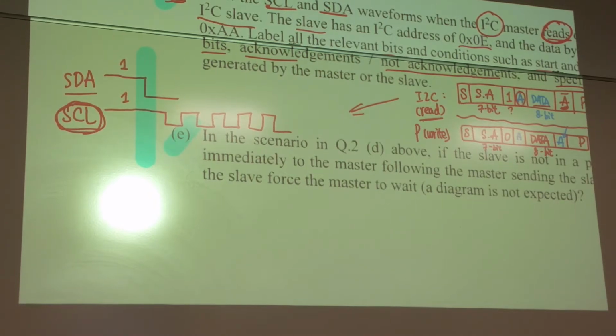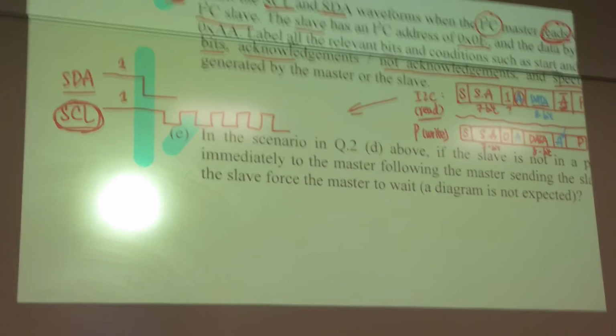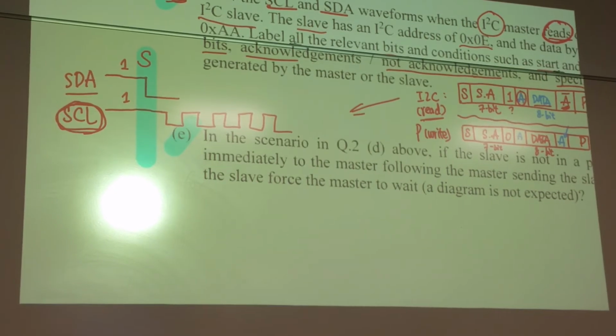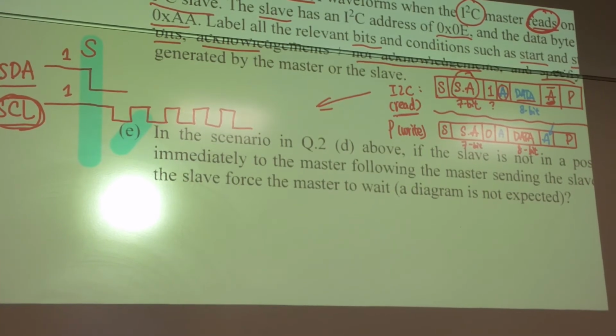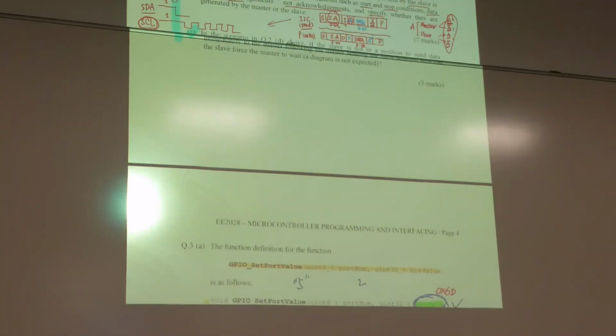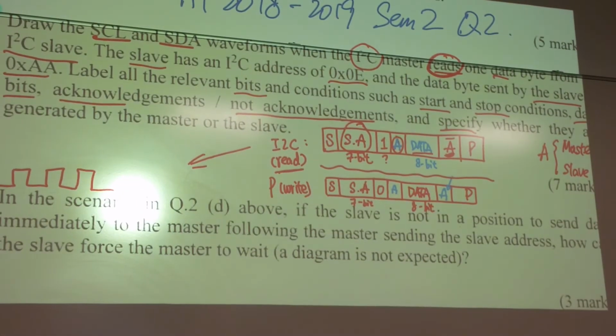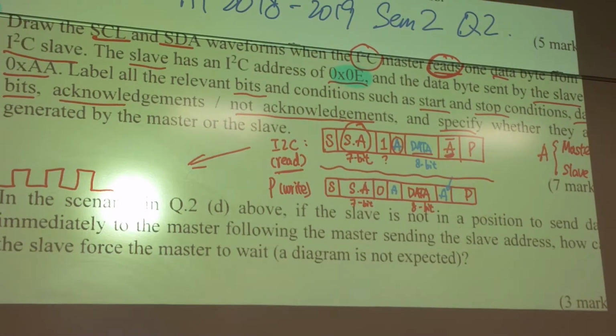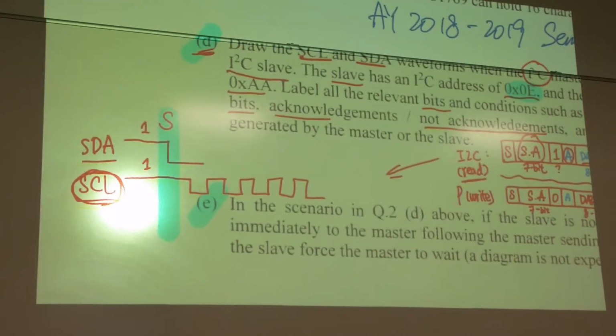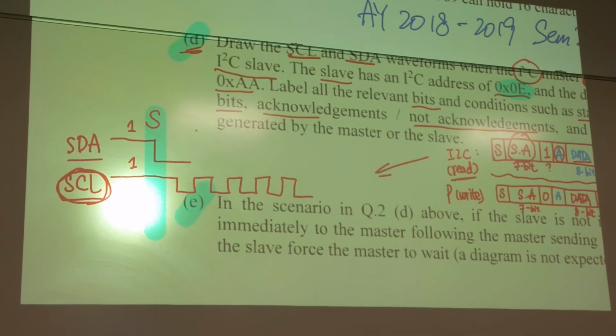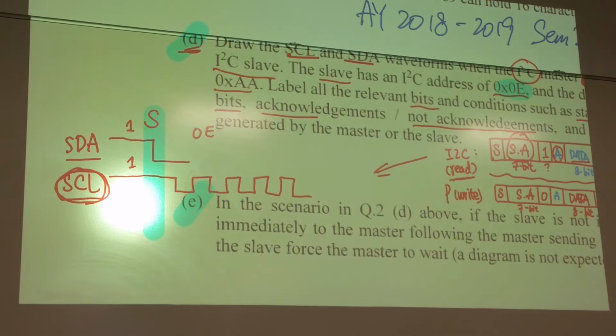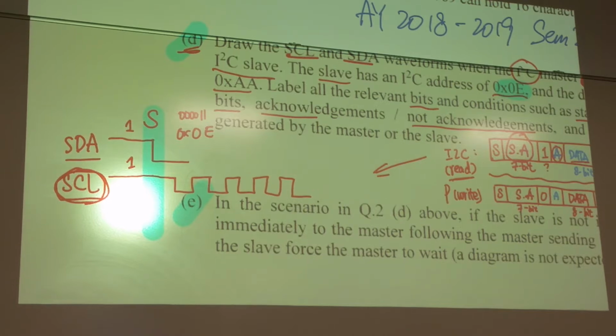Okay, that's the case. So when you have a start here, followed by, just use the process you figured out. So what's the SA, the slave address? The slave address here is 0E. So you should draw 0E here. How to draw 0E? 0x0E is 0, 0, 0, 0, 1, 1, 1, 0.